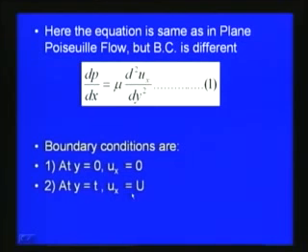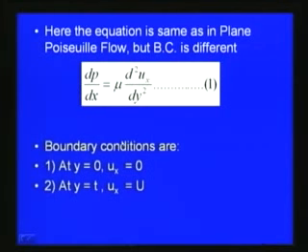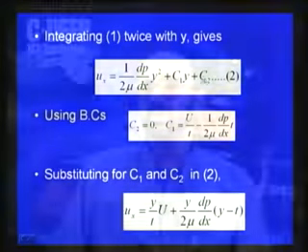Now, as we discussed in the case of plane Poiseuille flow between two fixed parallel plates, to derive an expression for the velocity, we can integrate this expression twice. If you integrate twice with respect to y, this gives ux is equal to 1 by 2 mu dp by dx y square plus c1 y plus c2, where c1 and c2 are constants of integration.